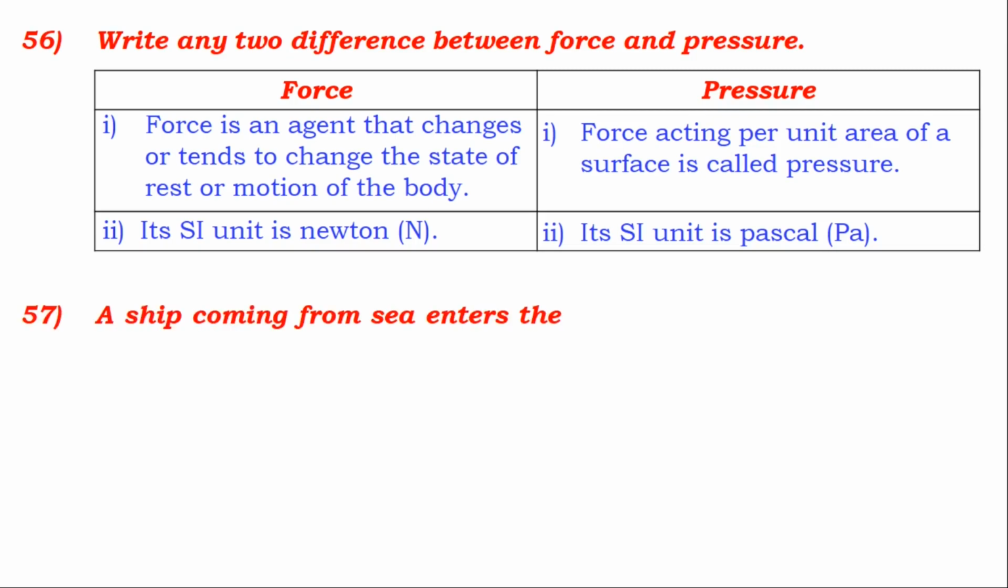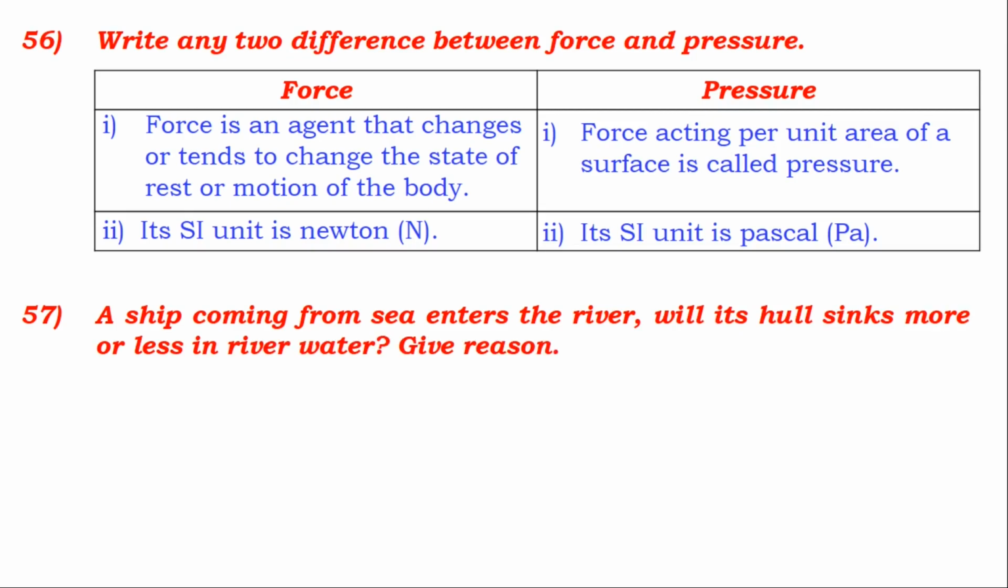Next, a ship coming from sea enters the river. Will its hull sink more or less in river water? Give reason. We have to take care about the density of river water. Sea water has high density, river water has less density, then certainly its hull sinks more.